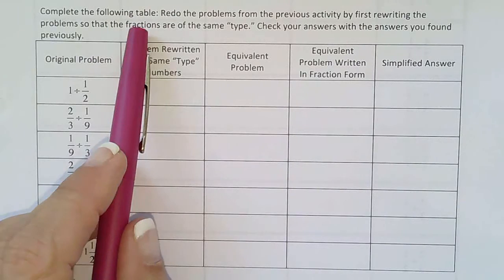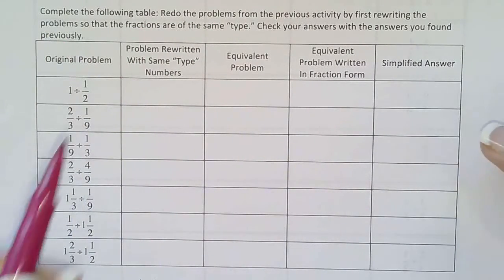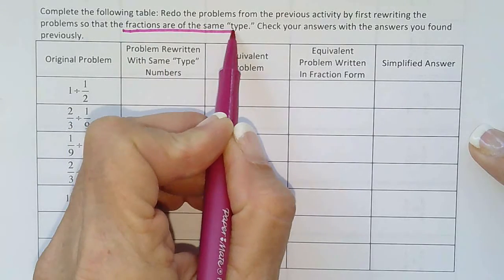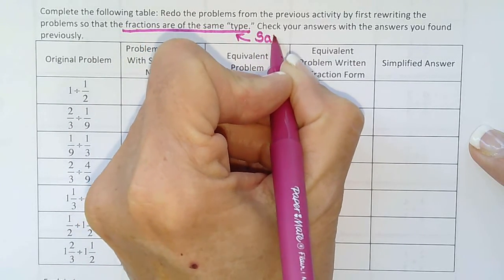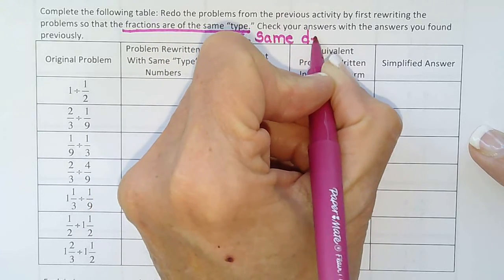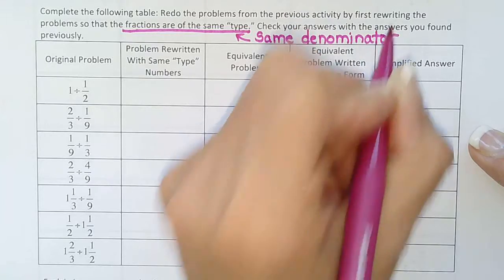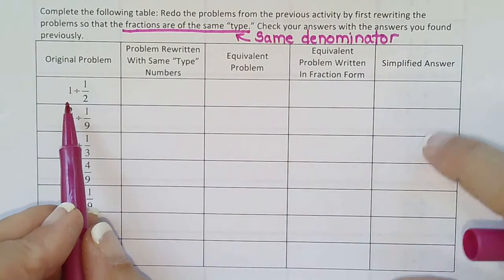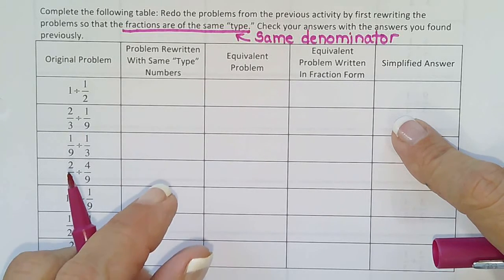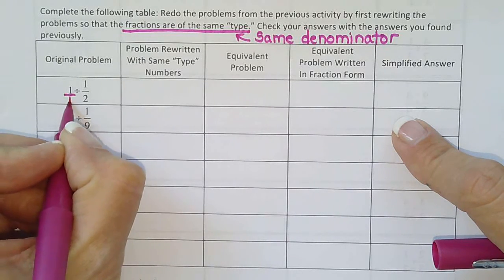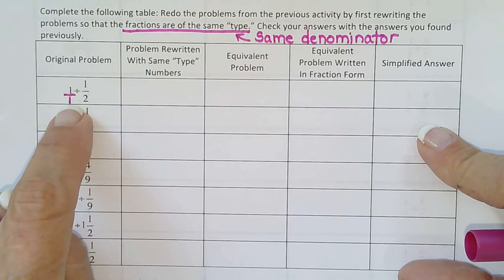Okay, so complete the table. Redo the problems from the previous activity by rewriting the problems so that the fractions are of the same type. What that means is they have the same denominator. So 1 divided by a half. We need to rewrite it so they have the same denominator. So what would we need to do in order to make a common denominator?